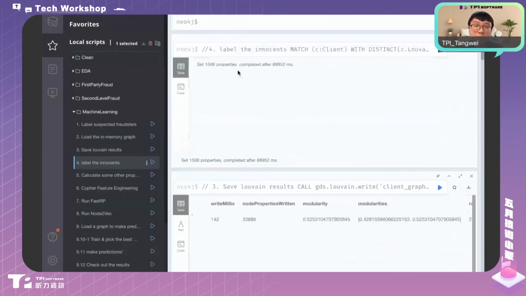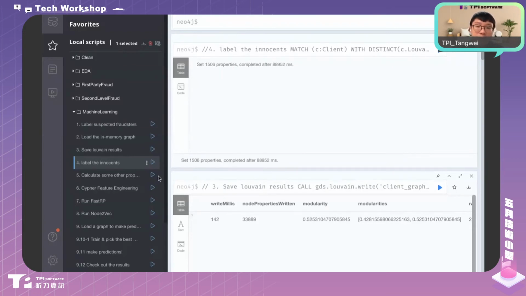And then the next step, we will label the innocents. So it's time to label our innocent clients in this database. So in this case, the way we label innocents is if the ratio of suspected fraudsters in the Louvain community is less than 0.065, then we will label this client as innocent. It means this client has very little possibility of becoming a suspected fraudster.